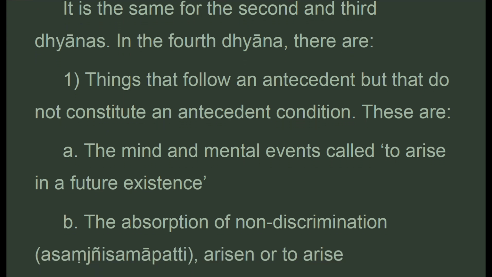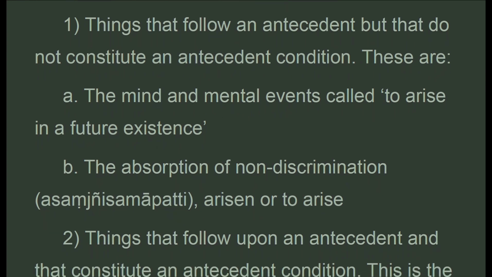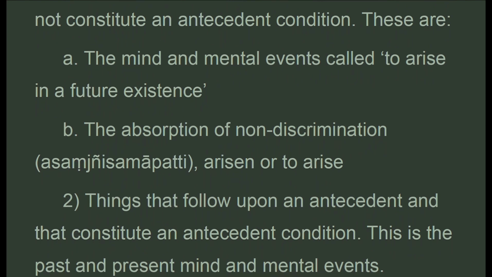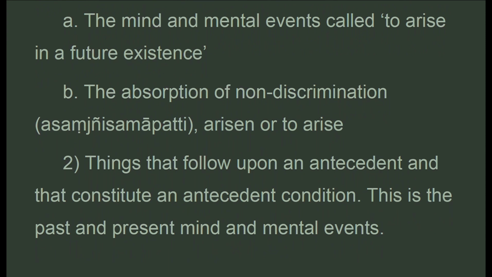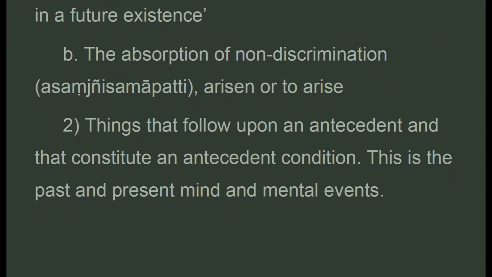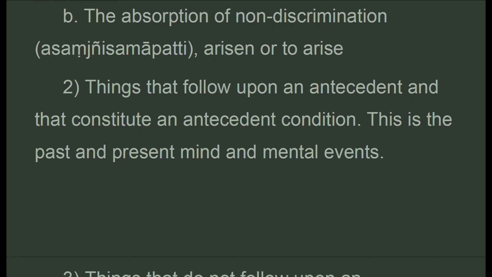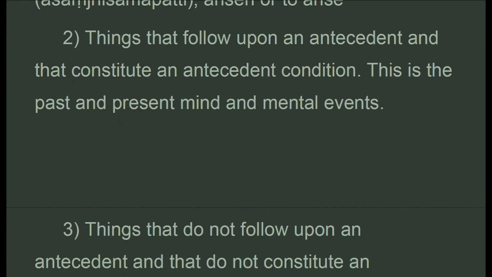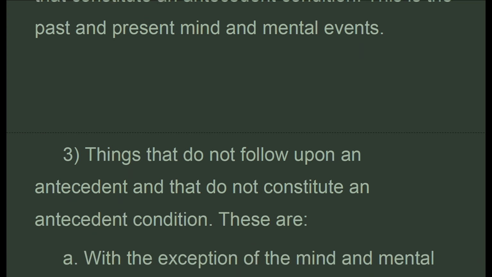It is the same for the second and third dhyanas. In the fourth dhyana, there are: 1. Things that follow an antecedent but that do not constitute an antecedent condition. These are a. the mind and mental events called to arise in a future existence, b. the absorption of non-discrimination, arisen or to arise. 2. Things that follow upon an antecedent and that constitute an antecedent condition. This is the past and present mind and mental events.